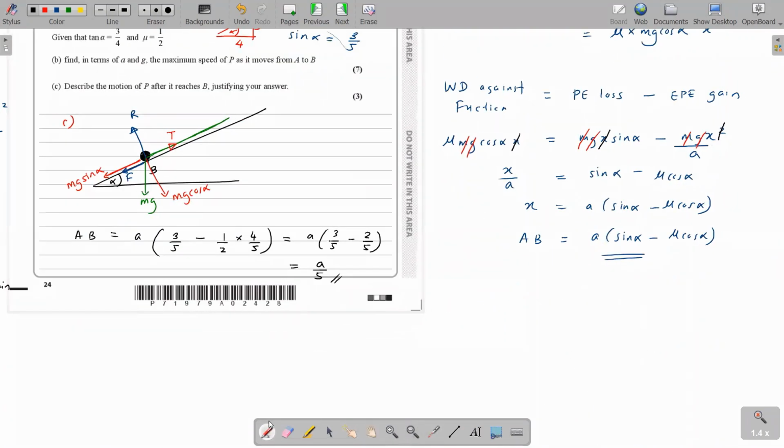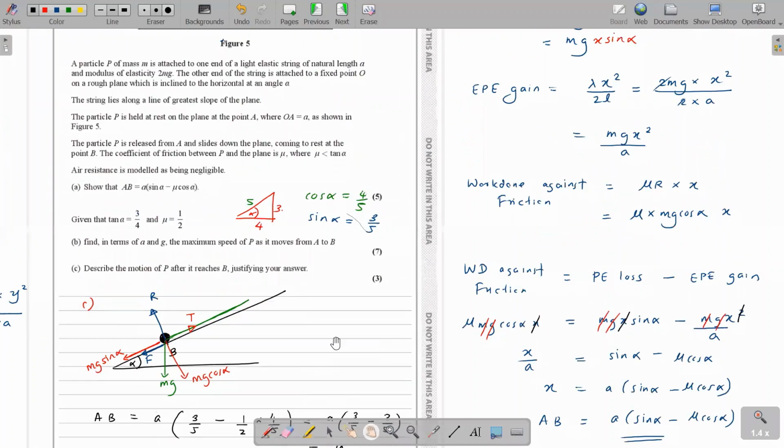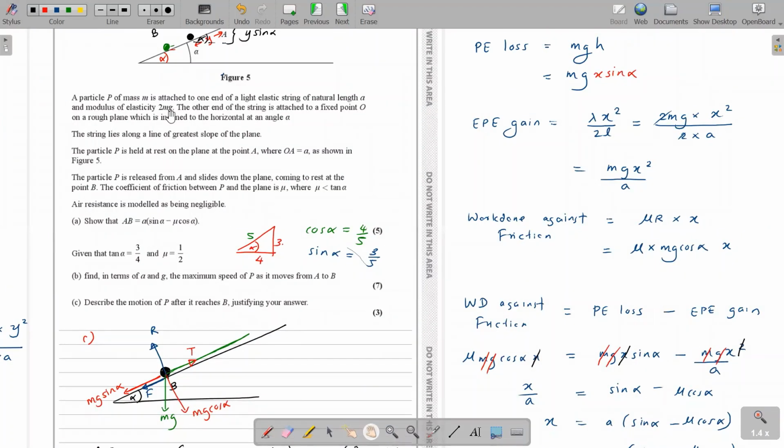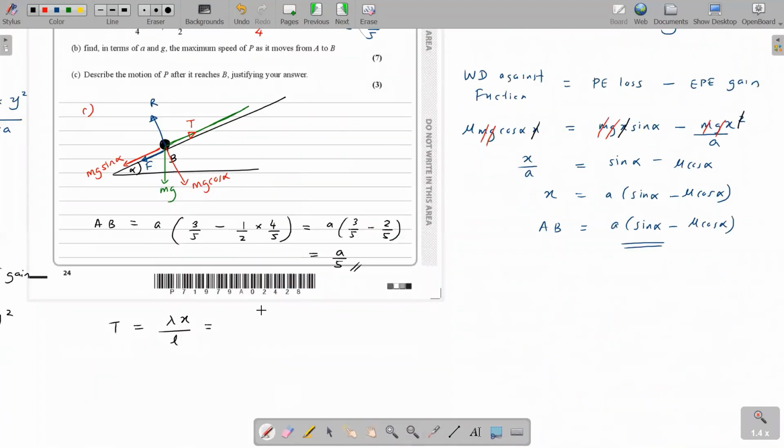So with the AB length, tension equals lambda x over L. Lambda is given in the question as 2 mg, right? Modulus of elasticity lambda is 2 mg, into x, the extension, A over 5, over natural length A. So A will cancel out, and then you get tension as 2 over 5 mg. Okay, so you get tension as 2 over 5 mg.